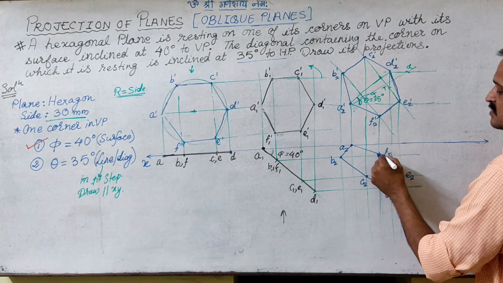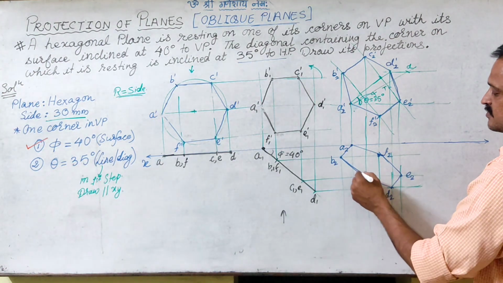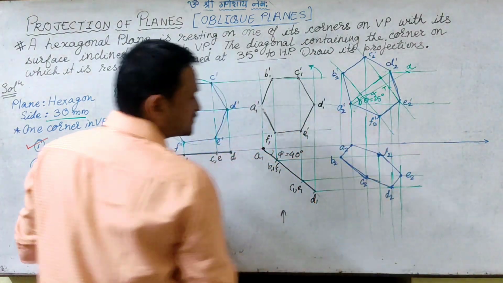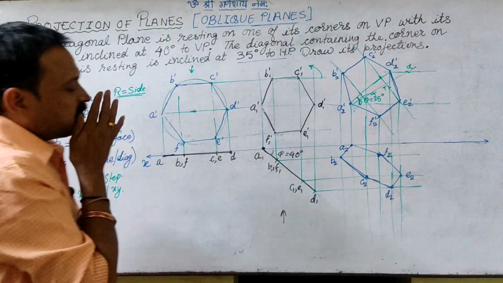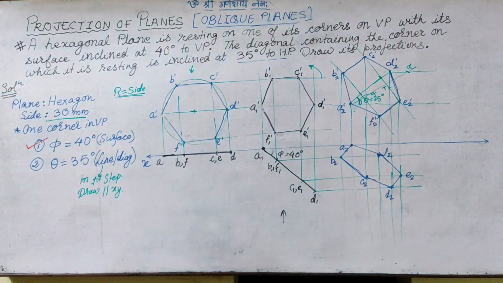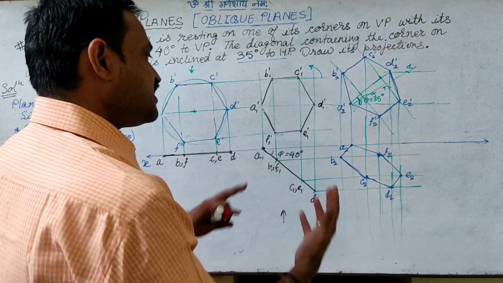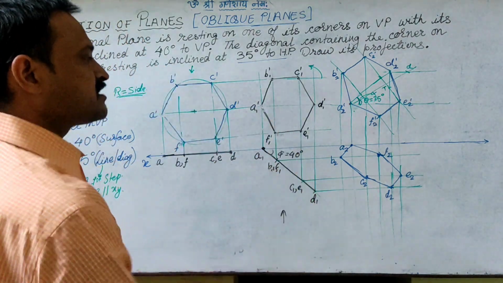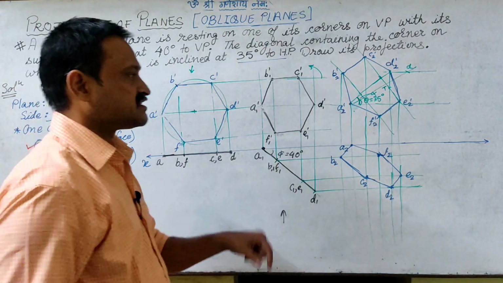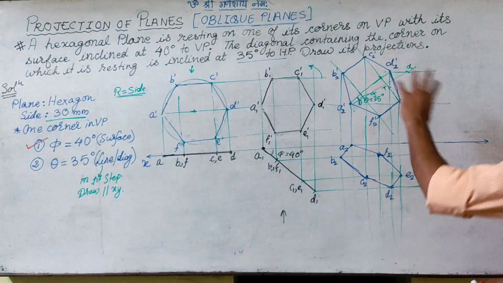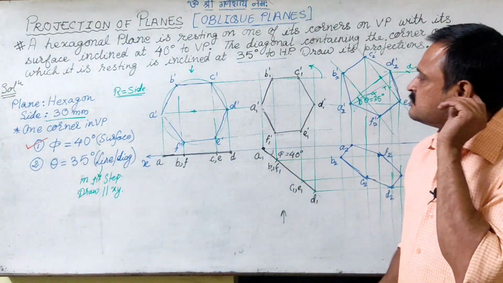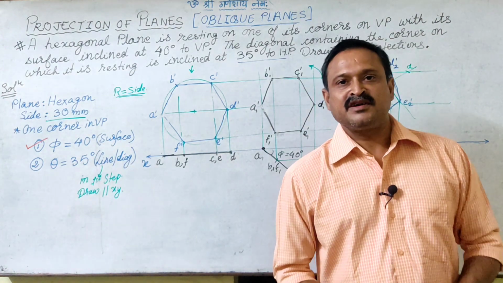So this is how we get the final projection of the required hexagon. When you look at it from the top, you will get this image. If you want to see the effect, you can just tilt your head and look at the plane, and you will get the effect of this inclination. So that is how we see the corner condition. That's all for this session.